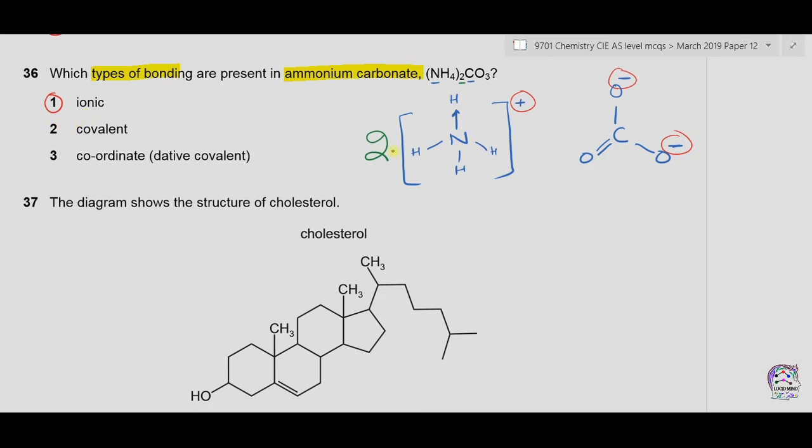Second is covalent bond. As we can see, there are a lot of covalent bonds. Third is coordinate covalent bond or dative covalent bond. Nitrogen makes a coordinate covalent bond with hydrogen by giving its lone pair of electrons. So all 3 options are correct, so therefore the answer is A.